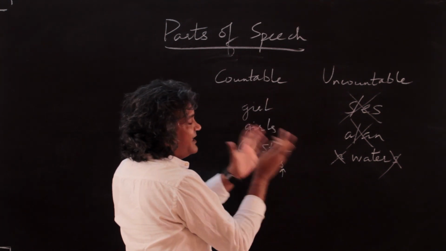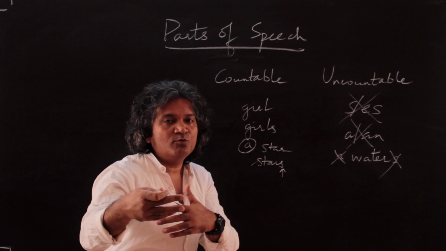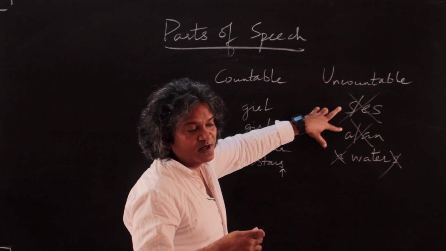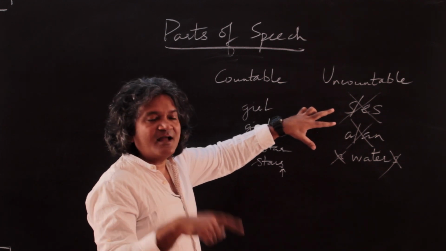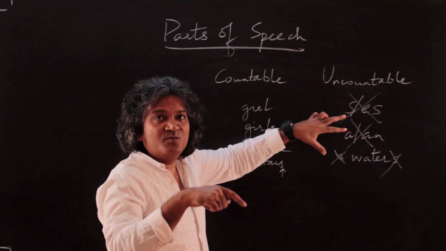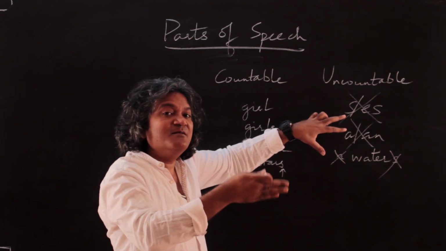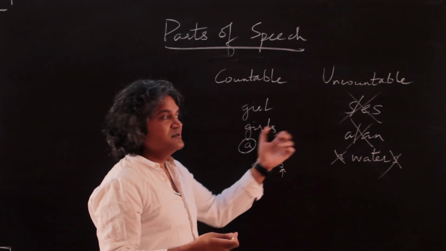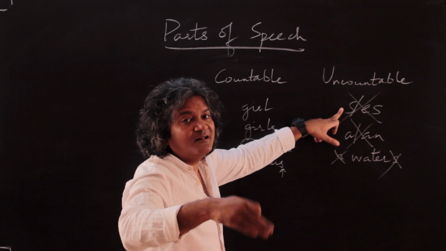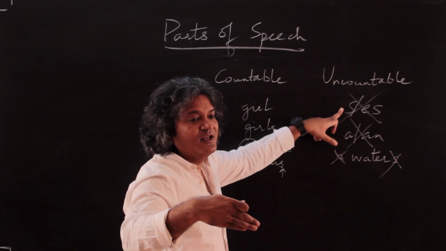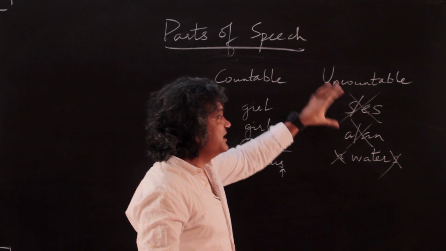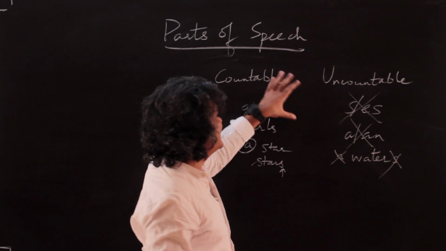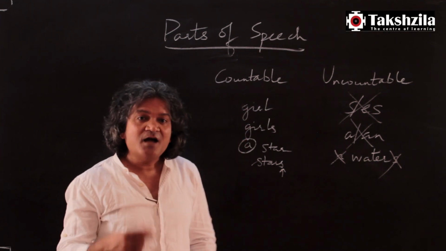Remember, the trick is that whenever you come across a noun, any noun, try to apply both of these tricks. Okay, so can I put a or an before that noun? If the answer is yes, then it is countable. Similarly, can I make that noun plural? If the answer is yes, then again it is countable. But if the answer is no in both the cases, then it is uncountable. Okay, so that is the difference between countable nouns and uncountable nouns.